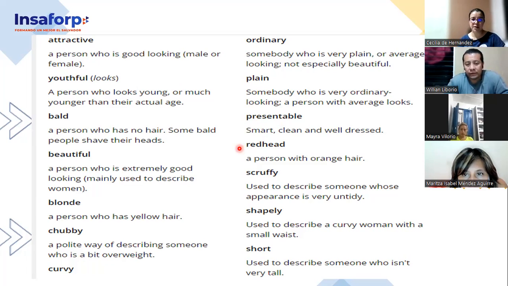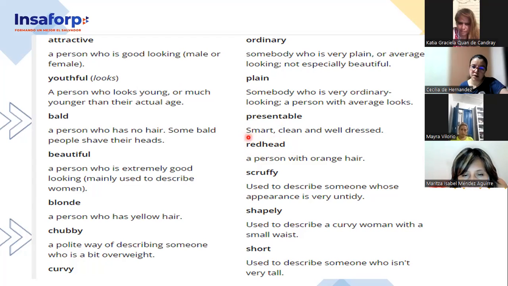Redhead: a person with orange hair. This one is not that commonly used in the English language, because when you say redhead, cabeza roja, it's a little bit offensive. But still, some people use it to describe someone with orange hair. So we do not use it that much. In English, they usually say, a person with orange hair. But we don't call them redhead because that's a little bit offensive. Still, it's necessary that you know it. So let's go with the next one, Maritza.